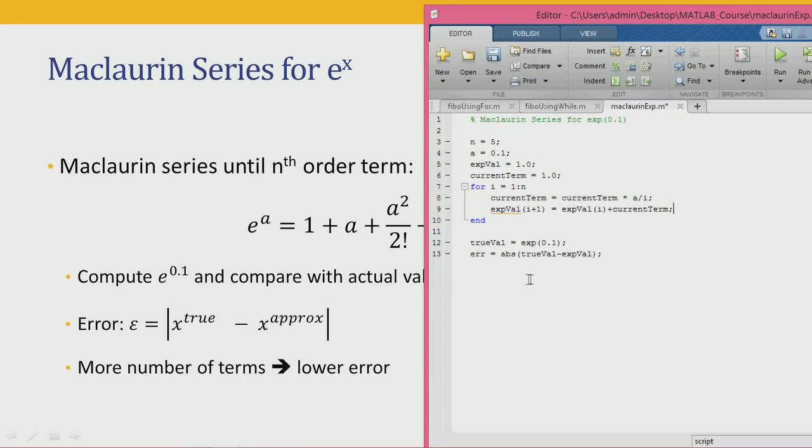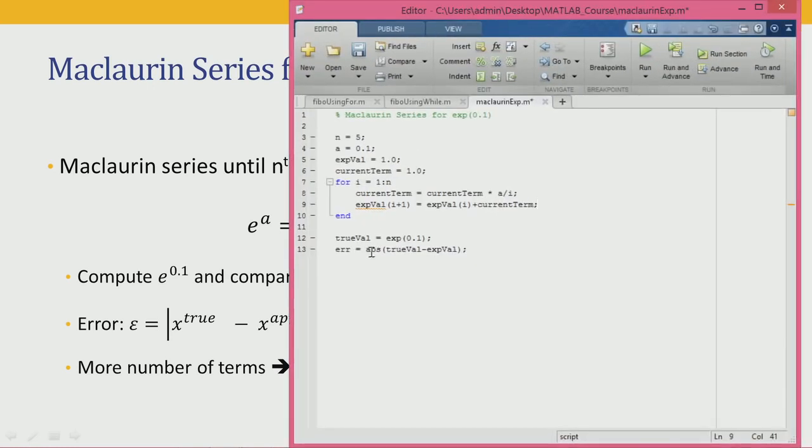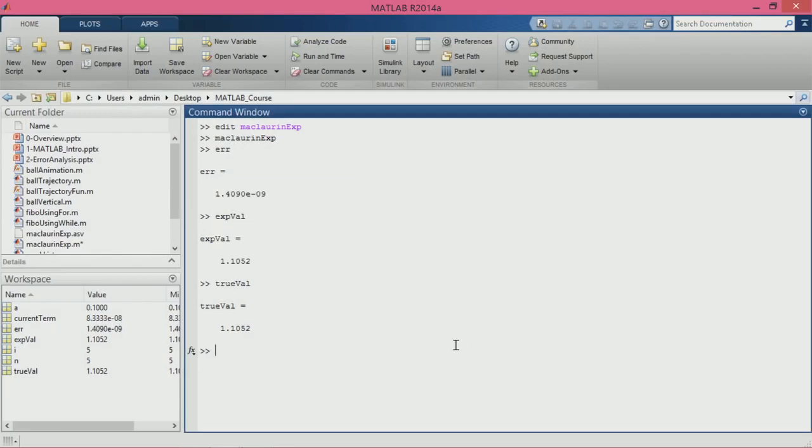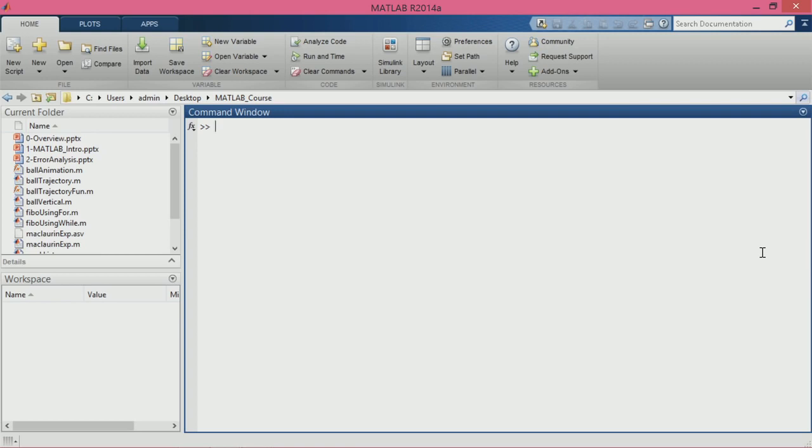When we calculate this error, true val is a scalar and exp val is a vector. So, we can subtract a scalar from a vector or a vector from a scalar, and we will get a resulting vector. So, this should not be any problem for us. The error will actually end up being a 6 dimensional vector, a 1 by 6 vector. Okay. So, let us go ahead and clear. Okay, and let us now run Maclaurin exp.